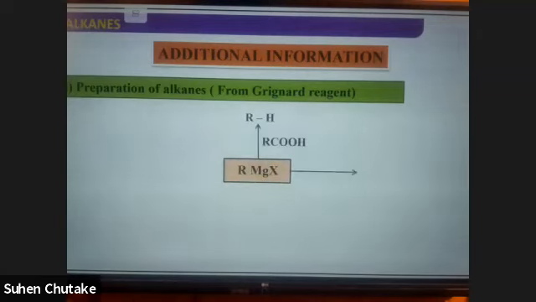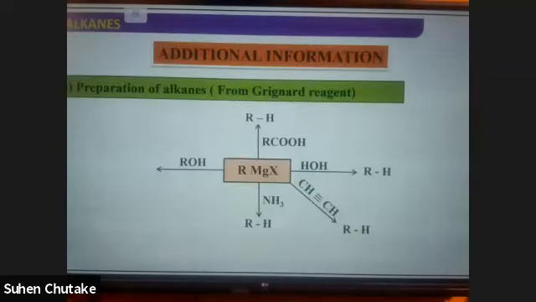Additional information, have a look. This is the Grignard reagent, the preparation of alkanes from Grignard reagent. I haven't told you what a Grignard reagent is yet. We'll do it from this slide tomorrow. What is Grignard reagent? I'm also going to give you 2 more extra reactions which are not in your textbook: Clemmensen reduction and Wolff-Kishner reduction. That will again be tomorrow, along with the Grignard reagent. Is that okay?